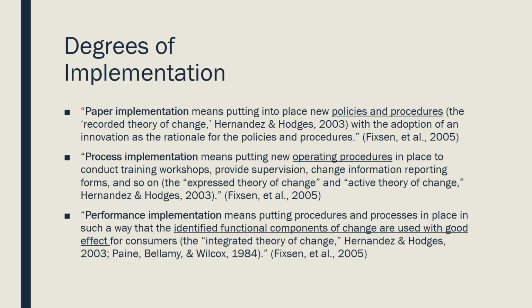There are 3 degrees of implementation. We've got paper implementation, process implementation, and performance implementation. Unfortunately, most innovations and interventions stay firmly rooted in paper implementation and then never make it to the process or performance implementation. New policies are created, new procedure manuals are written because an innovation or intervention is being adopted, or because there are outside influences that are the driving force, things like accreditation or other requirements. However, with paper implementation, creation of policies and procedure manuals is where things end. It is filing cabinet level implementation.